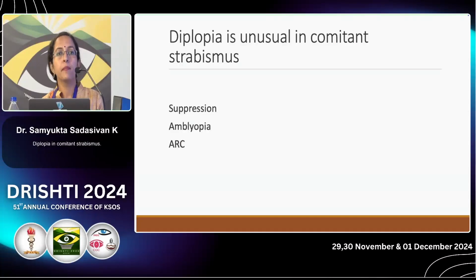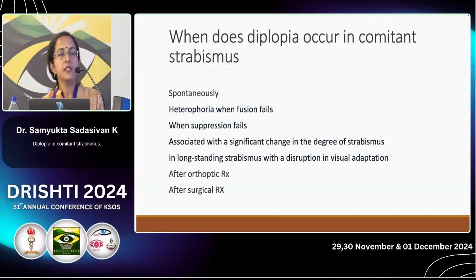Why? Because of development of neural suppression mechanism, or due to development of amblyopia in children, or due to anomalous retinal correspondence. There are situations where you can expect a diplopia to occur in comitant strabismus, and that happens spontaneously. Heterophoria when fusion fails, when suppression fails, in association with a significant change in the degree of strabismus, or in cases of long-standing strabismus, when a disruption in visual adaptation happens, rarely after orthoptic treatment and also post-operatively.